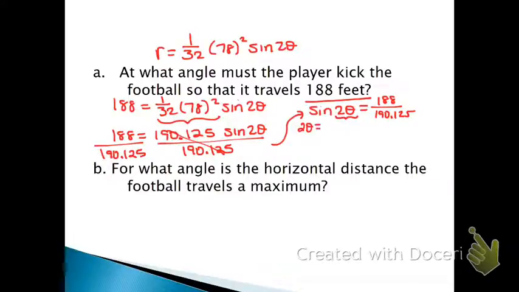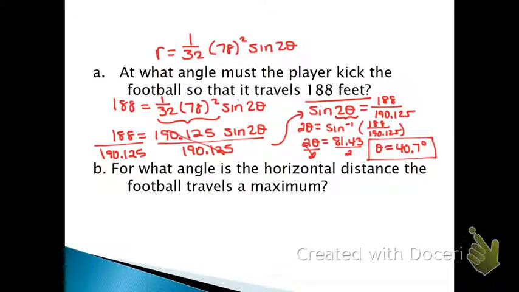So I know that 2 theta is equal to the inverse sine of my fraction. And so when we type this in our calculator, I'm going to be in degree mode because degrees makes more sense to us on this problem. So I find that the inverse sine of 188 over 190.125 is approximately 81.43. So then we divide by 2, and we find that theta is approximately 40.7 degrees. So there's the angle that I need so that the football will travel 188 feet.